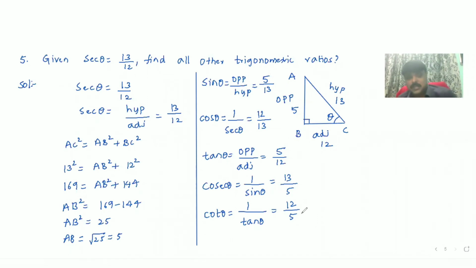Sine is opposite by hypotenuse, cos is adjacent by hypotenuse, tan is sine by cos, opposite by adjacent, cosecant is the reciprocal of sine, hypotenuse by opposite. Secant is the reciprocal of cos, hypotenuse by adjacent, and cot is the reciprocal of tan, adjacent by opposite.